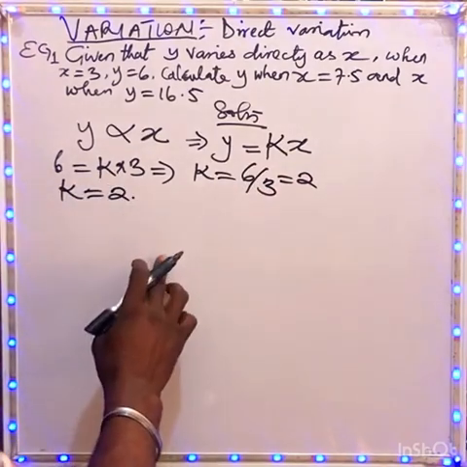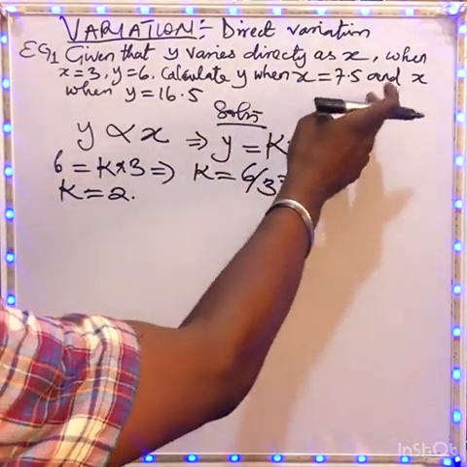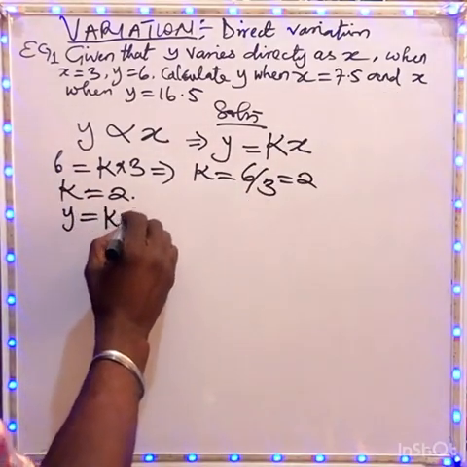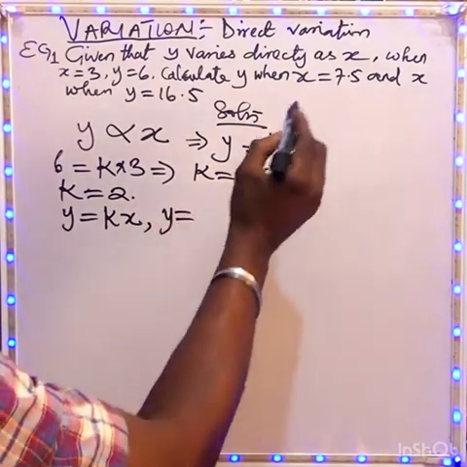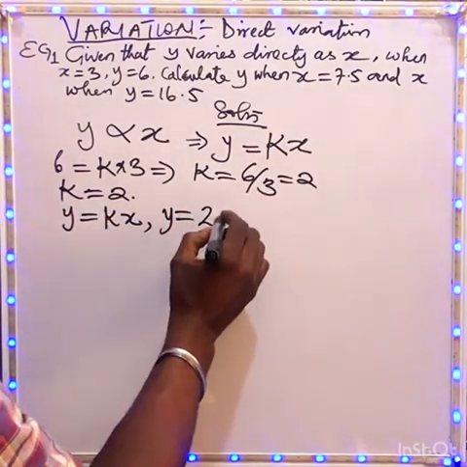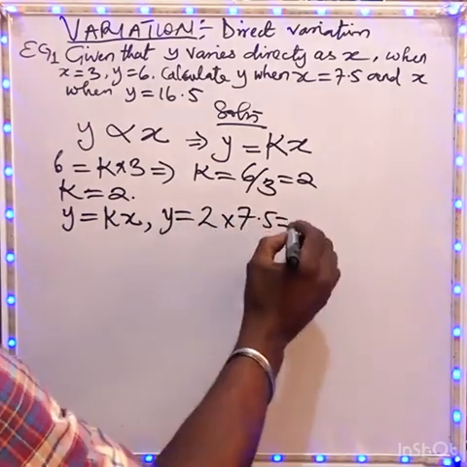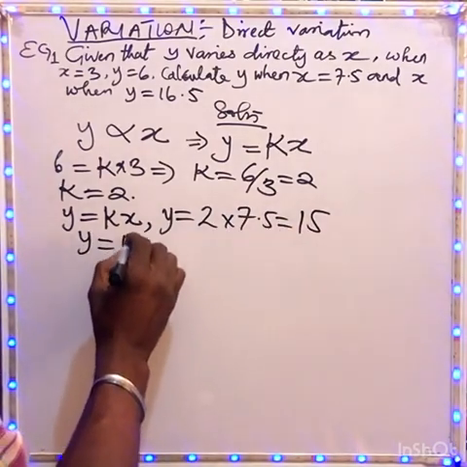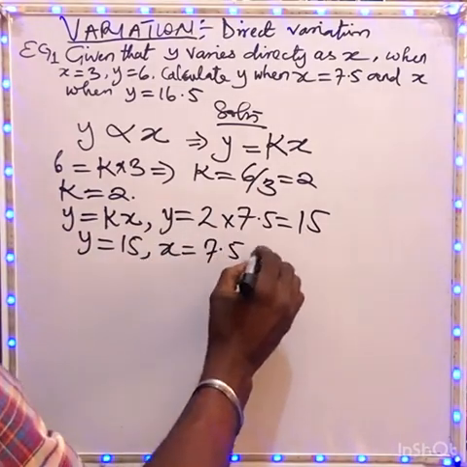Now we were told to calculate y when x is equal to 7.5. We know that y is equal to kx, but we were told to find the value of y when x is equal to 7.5. We've gotten the value of the constant to be 2. So you have that y is equal to 2 multiplied by 7.5, and 2 times 7.5 will give us 15. So y is equal to 15 when x is equal to 7.5. This is the first solution.